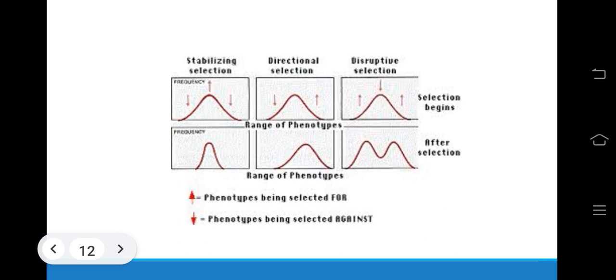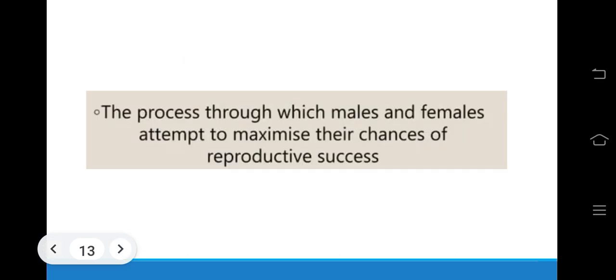Stabilizing selection, the middle one will be selected, the mean portion. Then directional selection, where one of the extremes is selected. Then disruptive selection, where both extremes are selected, not the middle one. Then sexual selection is the process through which males and females attempt to maximize their chance of reproductive success.